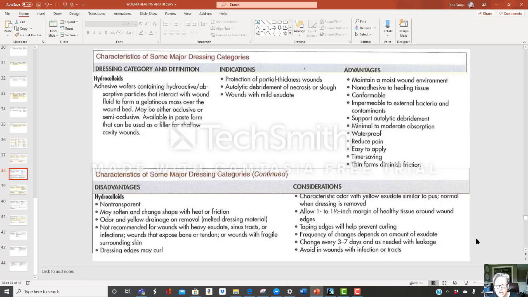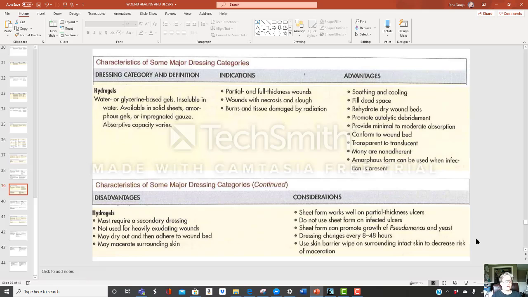Considerations: characteristic color with yellow exudate similar to pus, normal when dressing is removed. Allow 1 to 1.5 inch margin of healthy tissue around wound edges. Taping edges will help prevent curling. Frequency of changes depends on amount of exudate. Change every 3 to 7 days or as needed with leakage. Avoid in wounds with infection or tracks. And that is hydrocolloids.